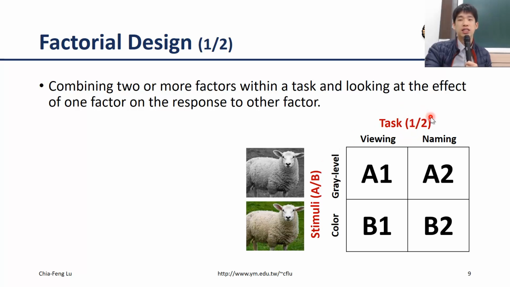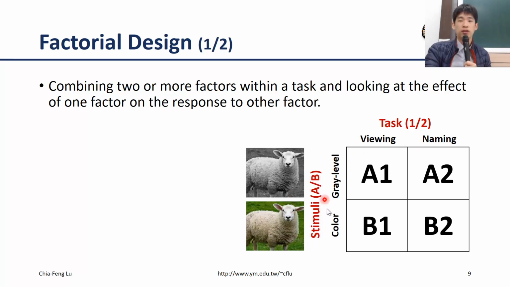The first factor is task. When a subject is seeing a picture on the screen, the subject may be asked to simply view the picture. But another task is not only to see the picture, but to name it. You need to say, okay, a sheep. You need to say what you are currently looking at. So there are 2 different kinds of tasks here: simply looking at the pictures, or naming.